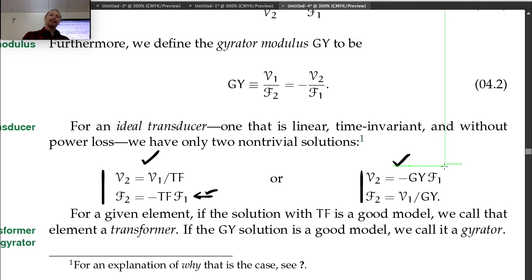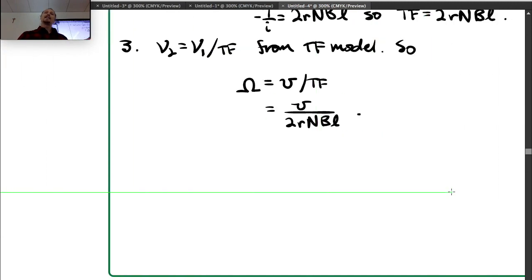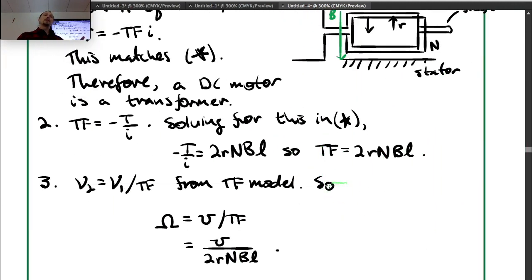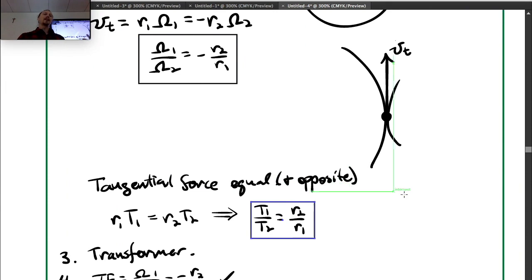Okay, yeah. But if we came up with an element that related directly the current to the voltage, or the current to the angular velocity, and the torque was related to the voltage, that would be an electromechanical gyrator. But we didn't have that in this case. We had an across variable related to an across variable, and therefore a through variable related to a through variable.